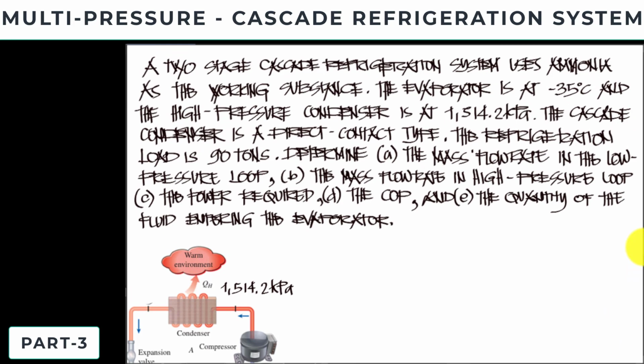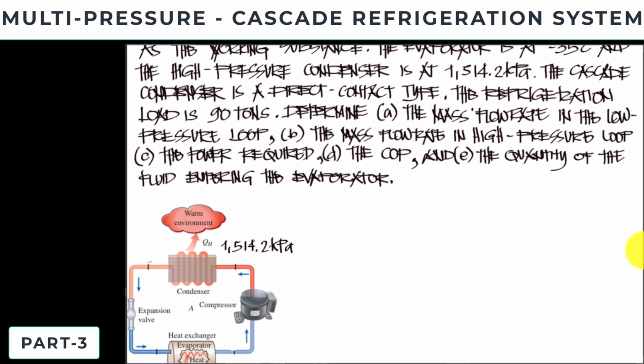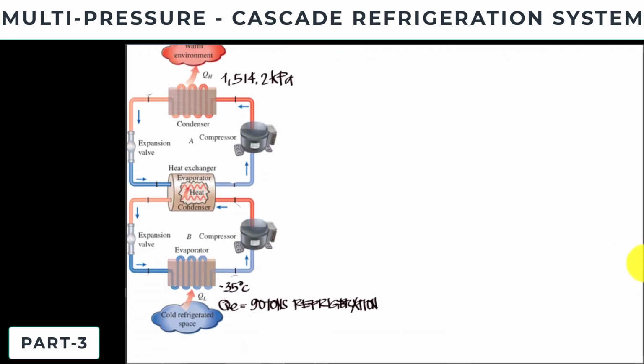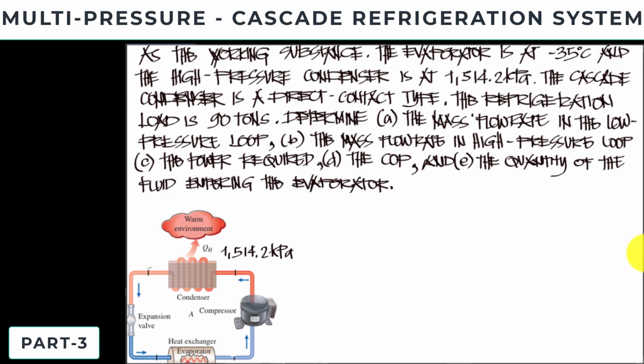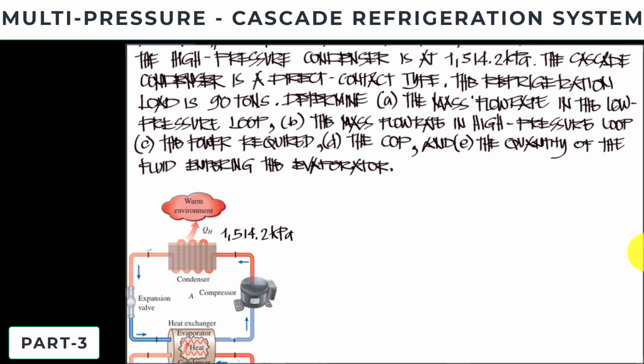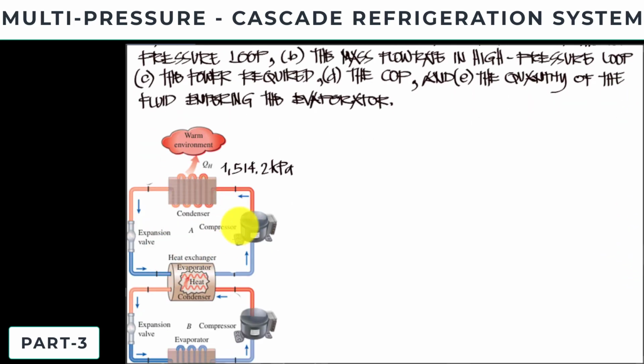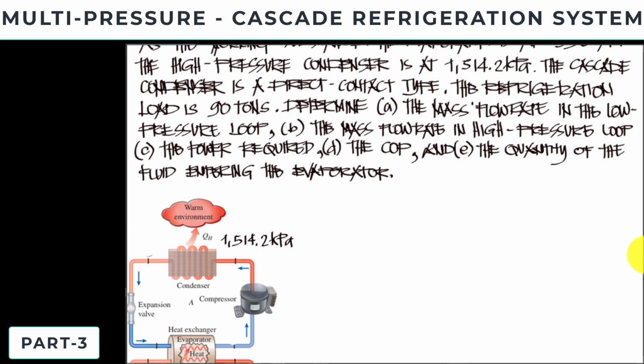And we are required to determine the mass flow rate in the low pressure loop. Where is the low pressure loop there? This is the low pressure loop. Initially, that is what we are asked to find. Then letter B, the mass flow rate in the high pressure loop. So we have here the high pressure loop.